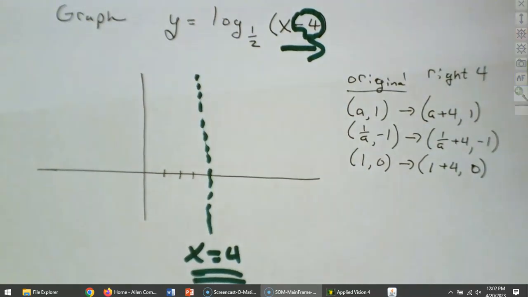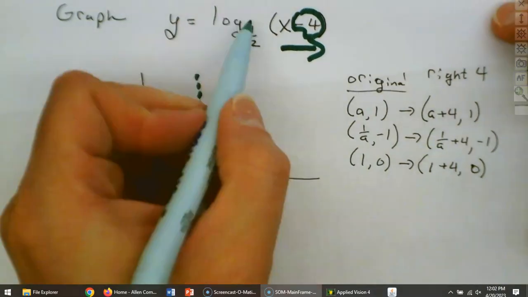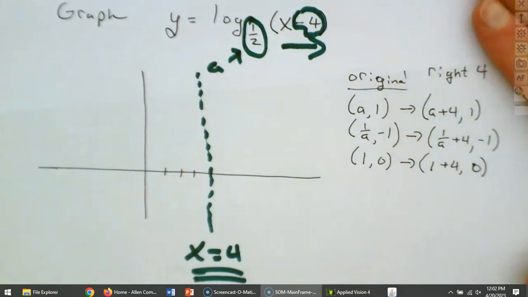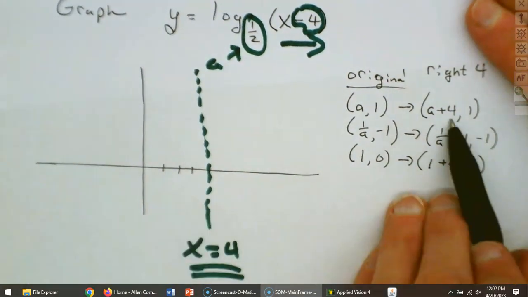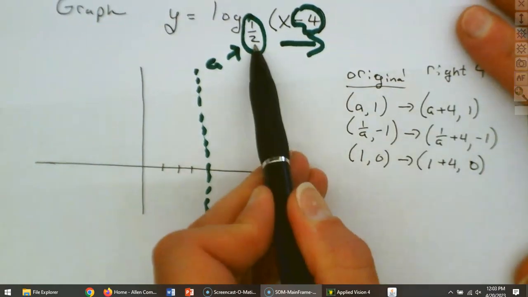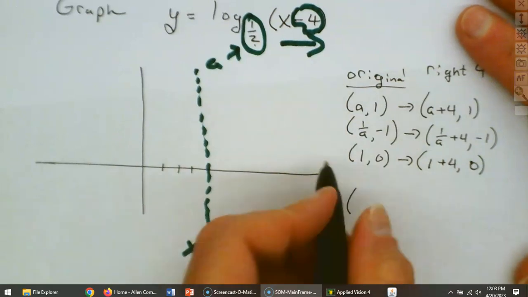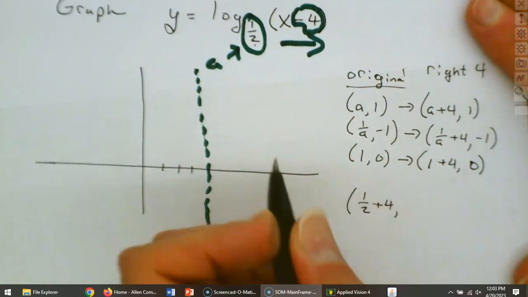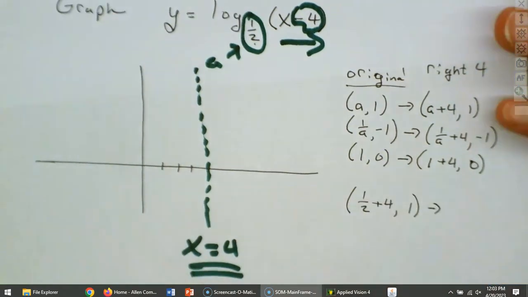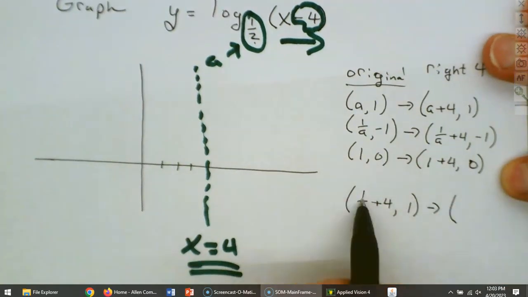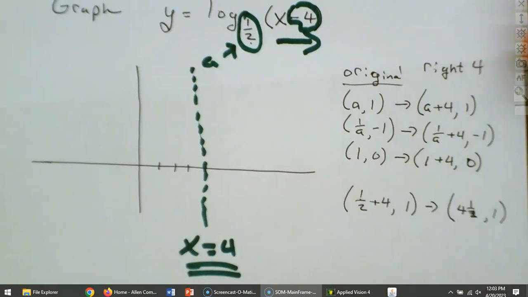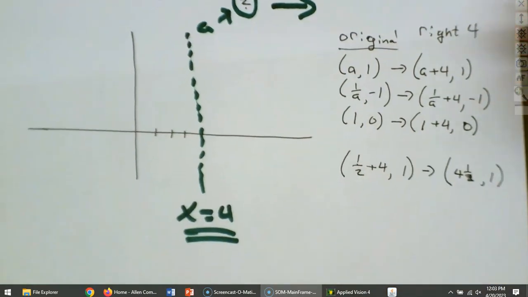Fill them in. What is our a now? It's a half. Just fill it in. And what's it going to be? Well, it's going to be a, which is a half, plus 4. And I'm just going to make this easy. You can use a decimal if you want, but it's easy enough to work with. A half plus a 4, that's 4 1/2, comma 1. So there's that one. So 4 1/2, comma 1.